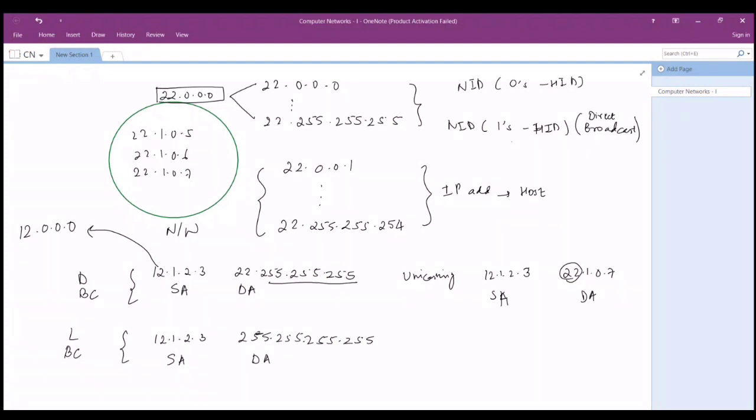For now, just keep this in mind: the first IP address of the network is used for the network ID, and the last IP address of the network is used for the direct broadcasting address. Therefore, two IP addresses are removed, so the number of effective hosts possible is the total number of IP addresses minus 2. This is clear, I guess, right? Any doubts in this?